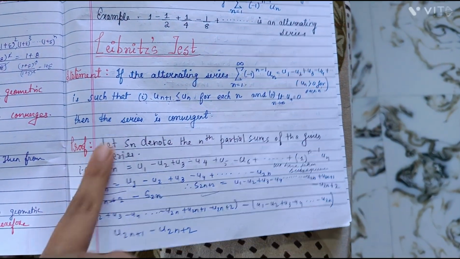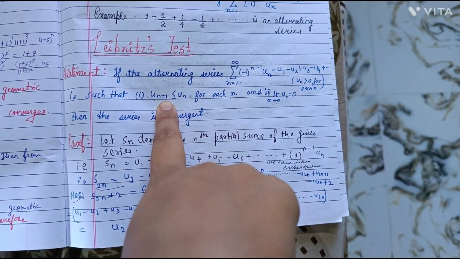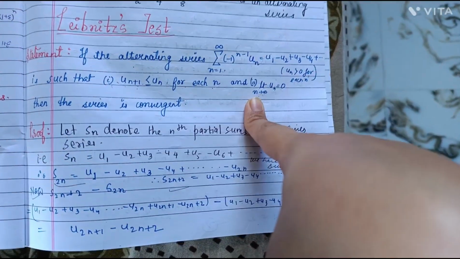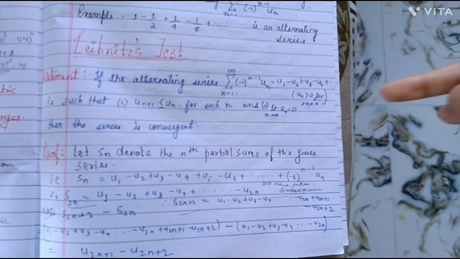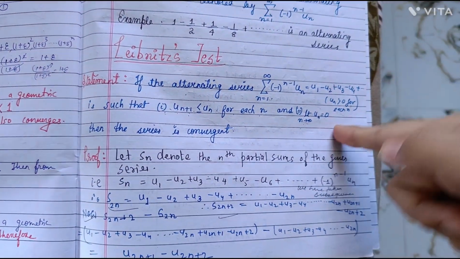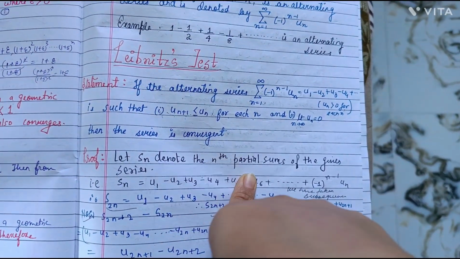So what is the first condition? That the un plus 1 term has to be less than or equal to un. And the second condition, it should approach 0 when n tends to infinity. Then only the series will be convergent.